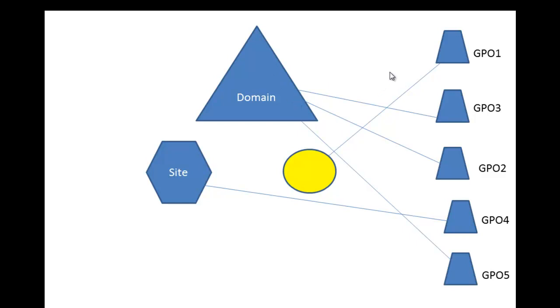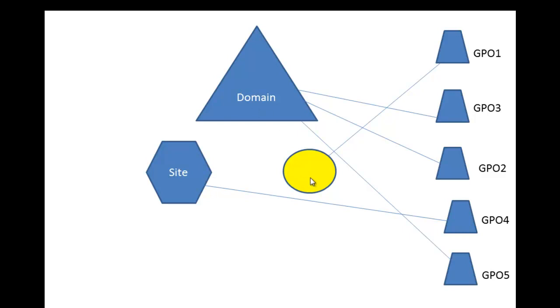And lastly, we have GPO1 linked to an OU. So that policy is the last policy that will be processed. That policy is the policy that the user will get. The user will usually get the policy that is more specific to the user, that is closest to the user, and the user is in the OU. So when the policies are processed, they come in that order: site, domain, OU.